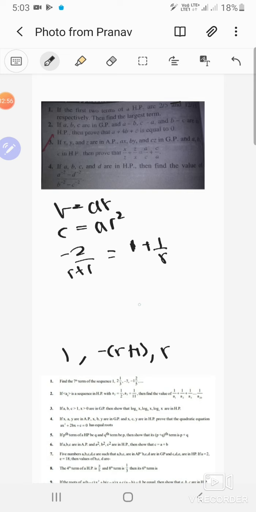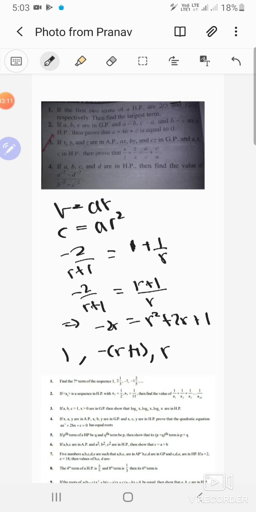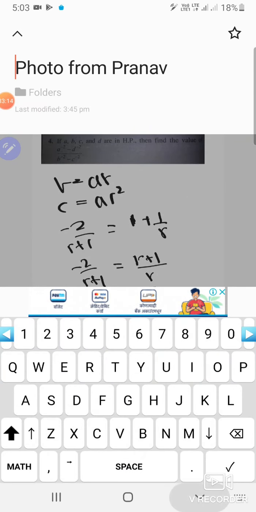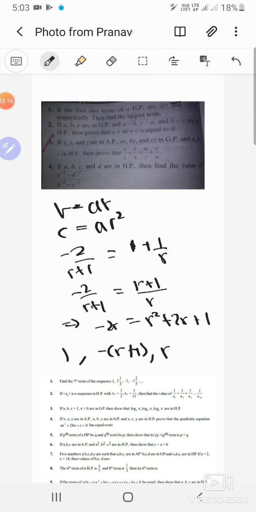Okay, this looks easy. So that gives me minus 2 upon r plus 1 is equal to r plus 1 upon r. That gives me minus 2r is equals to r plus 1 squared, which is going to be r squared plus 2r plus 1. We are very near to our final result. So that gives me r squared plus 4r plus 1 equals to 0. Man, this method is really cool.